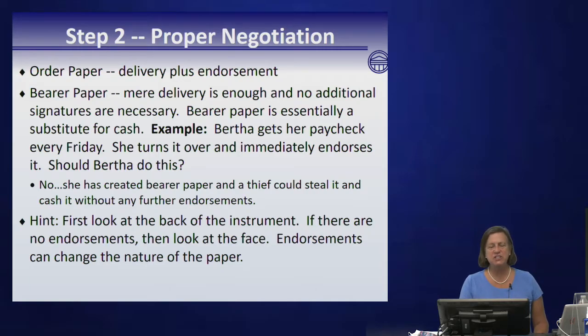So here's my hint to you. How do you know whether you have bearer paper or order paper? First, look at the back of the instrument. If there are no endorsements on the back of the instrument, then turn it over and look at its face, because an endorsement can change the nature of paper, and the last endorsement tells you what you have. Again, if there are no endorsements, look at what the face of the paper says.